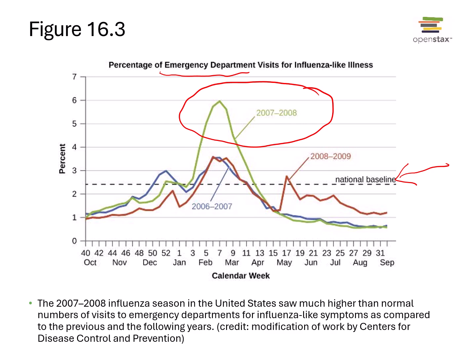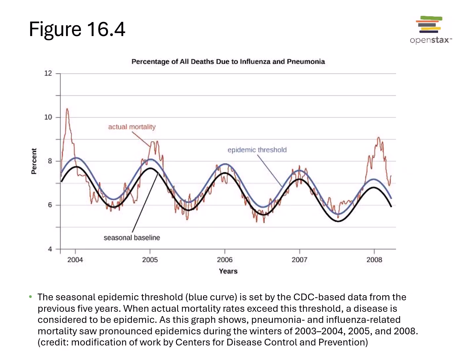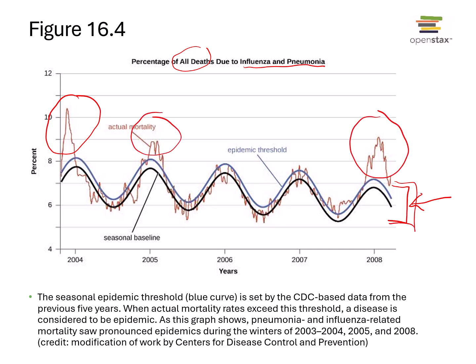This graph shows a percentage of all deaths due to influenza and pneumonia, and the CDC sets an epidemic threshold. This is what they expect to see based on the previous 5 years of data they have. And when mortality exceeds this threshold, the situation is considered an epidemic. So we can see a few cases where the mortality line exceeds the expected value, that expected range, and those are considered epidemics. So there are clear epidemics in the 2003-2004 season, in 2005, as well as 2008.